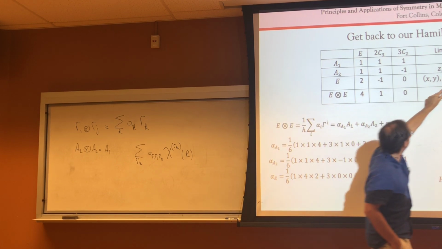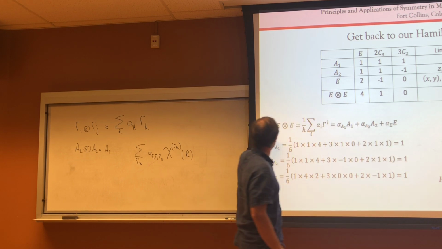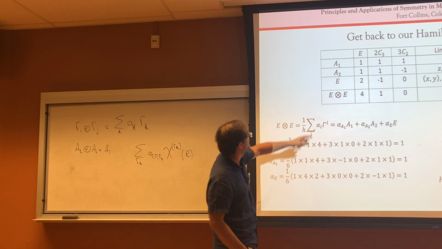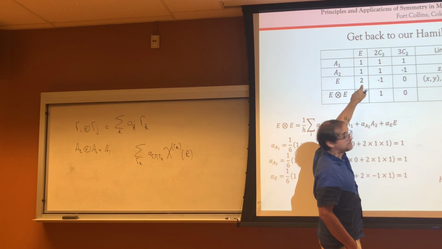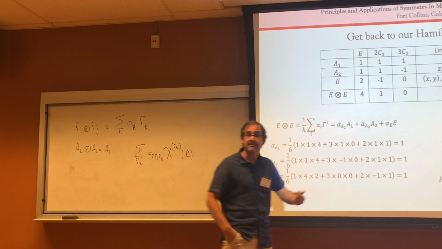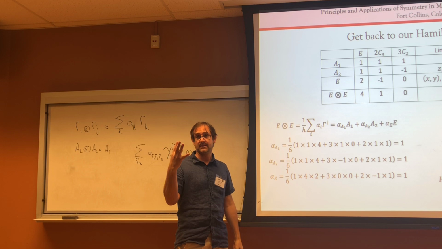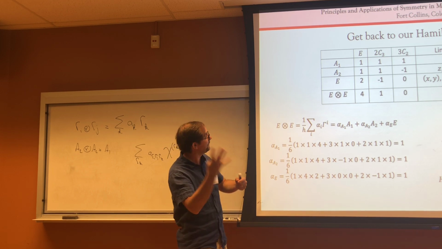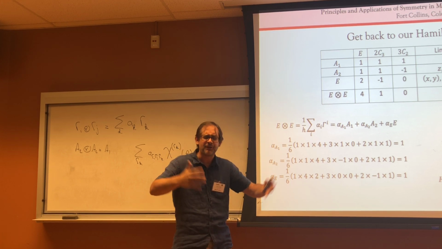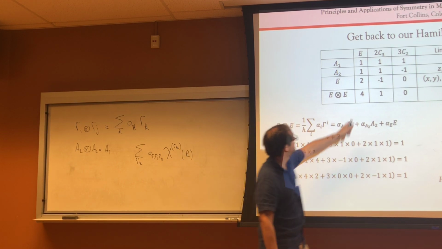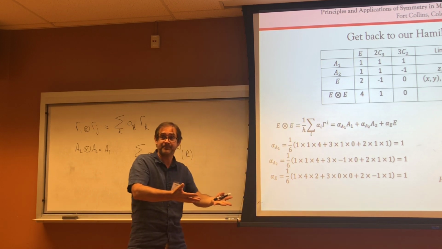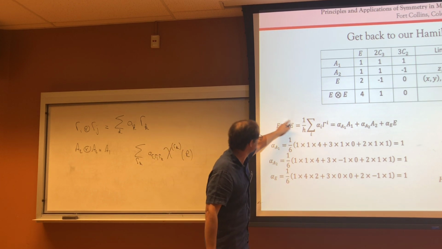Okay, so if I do that, then I have an E square, an E cross E. So now I have to decompose. Why? Because E has a dimension of 2, so it is a two-dimensional representation. If I multiply E by E, I'm going to have a 4-dimensional representation. And because this 4-dimensional representation has a larger dimension than the largest dimension of the irreducible representation, basically 4 is larger than 2, it means that I need to decompose it. It is a reducible representation.